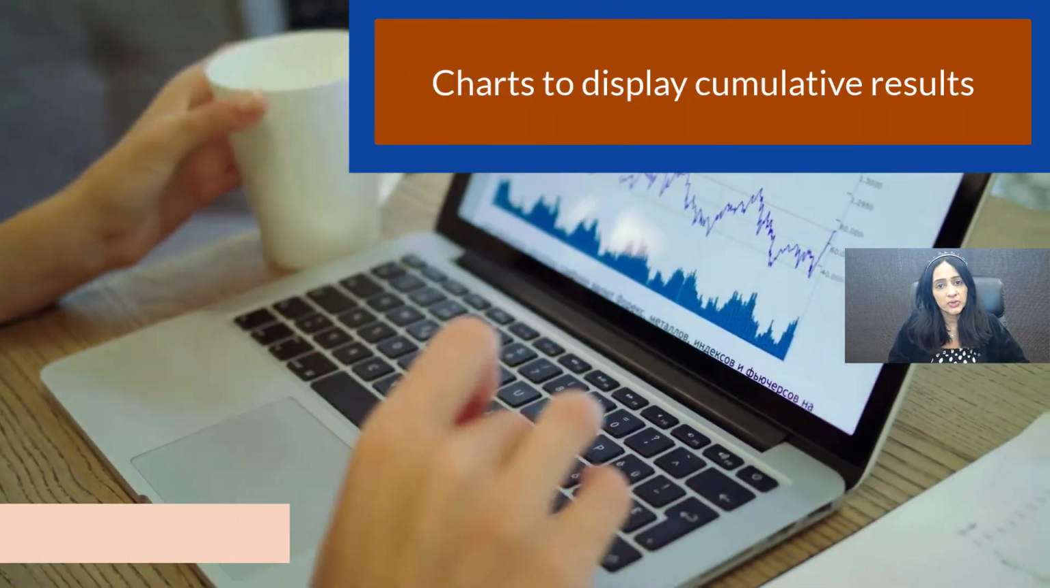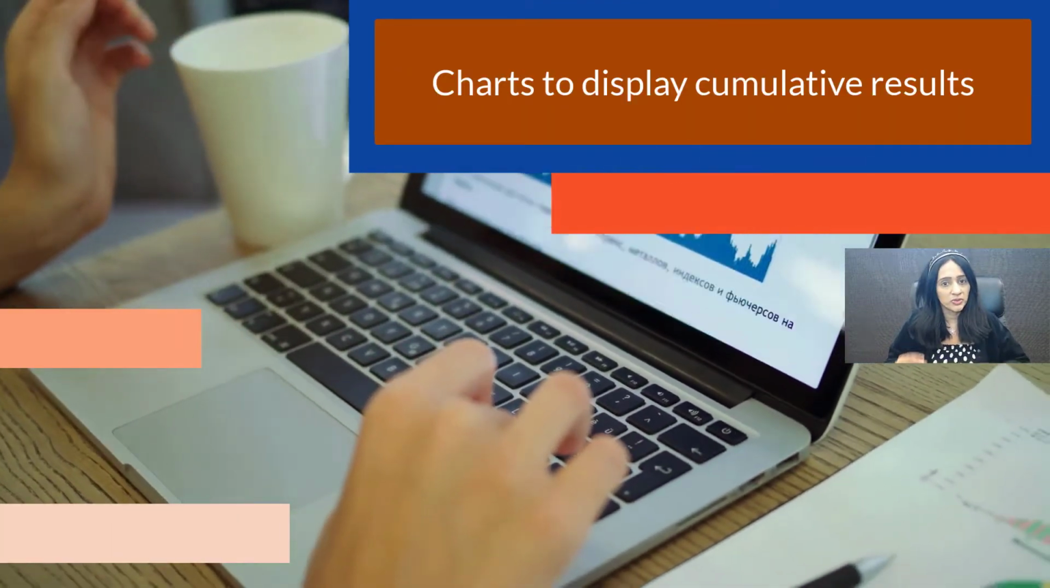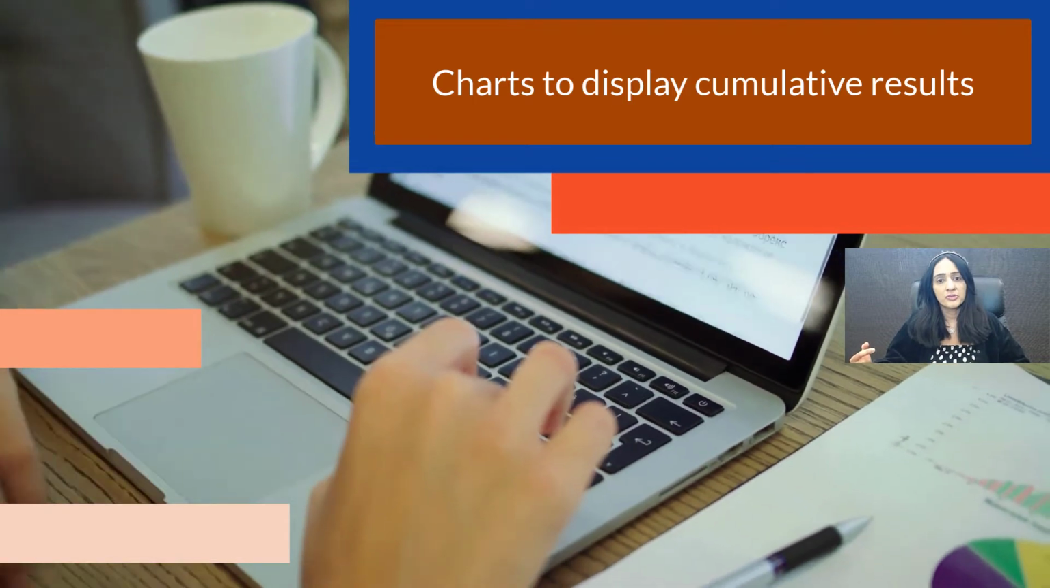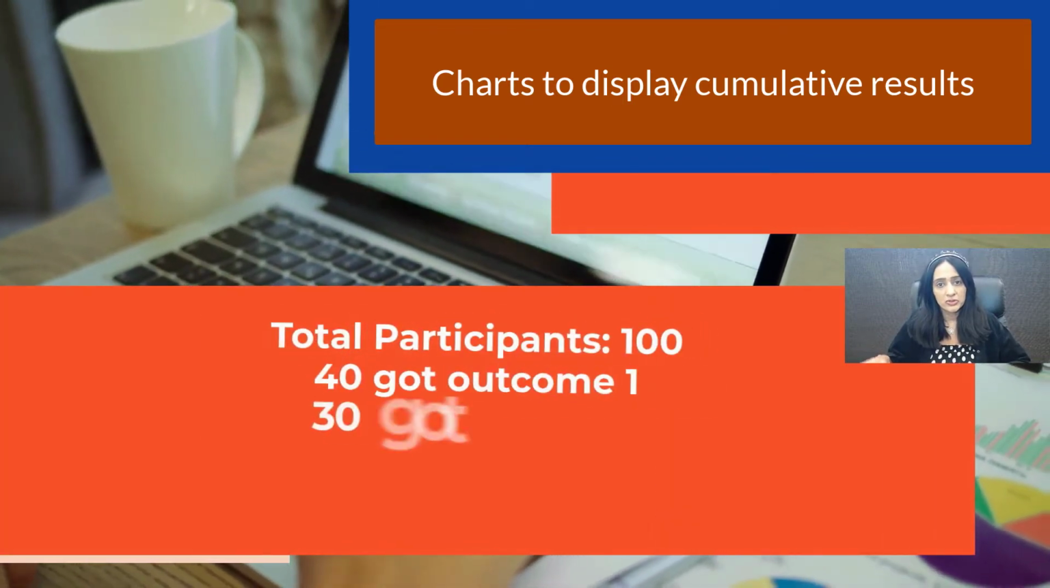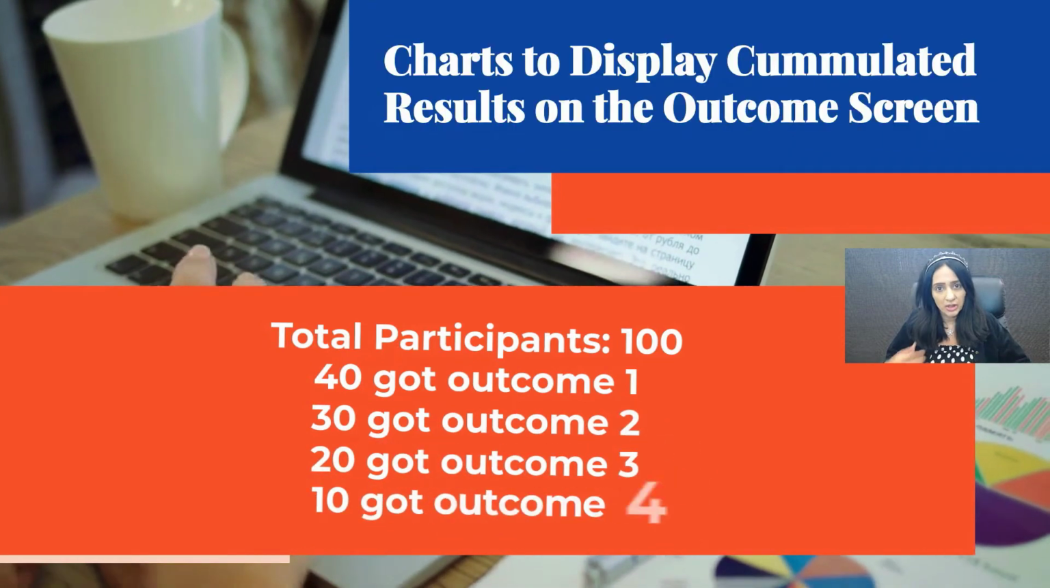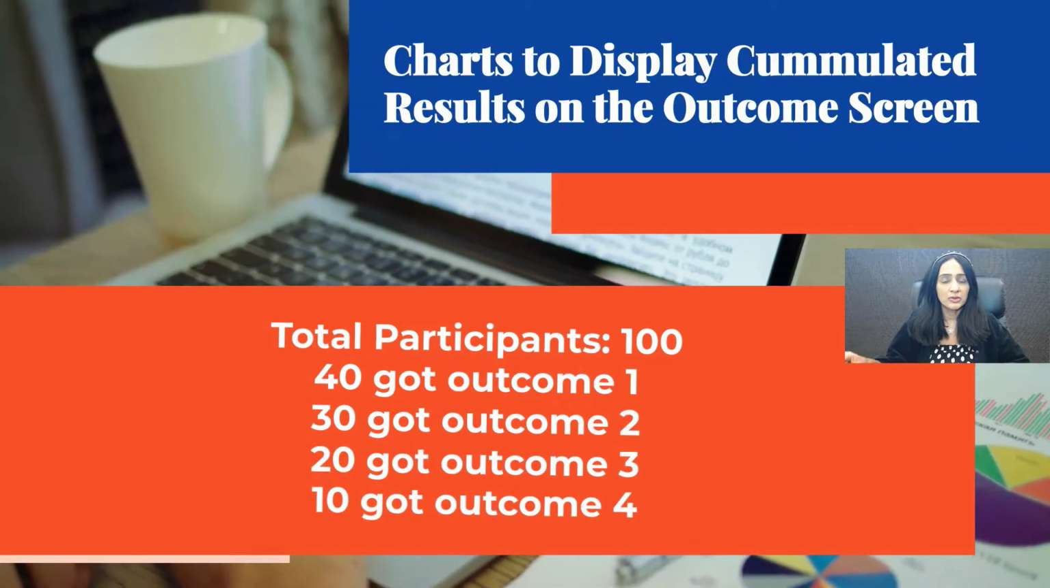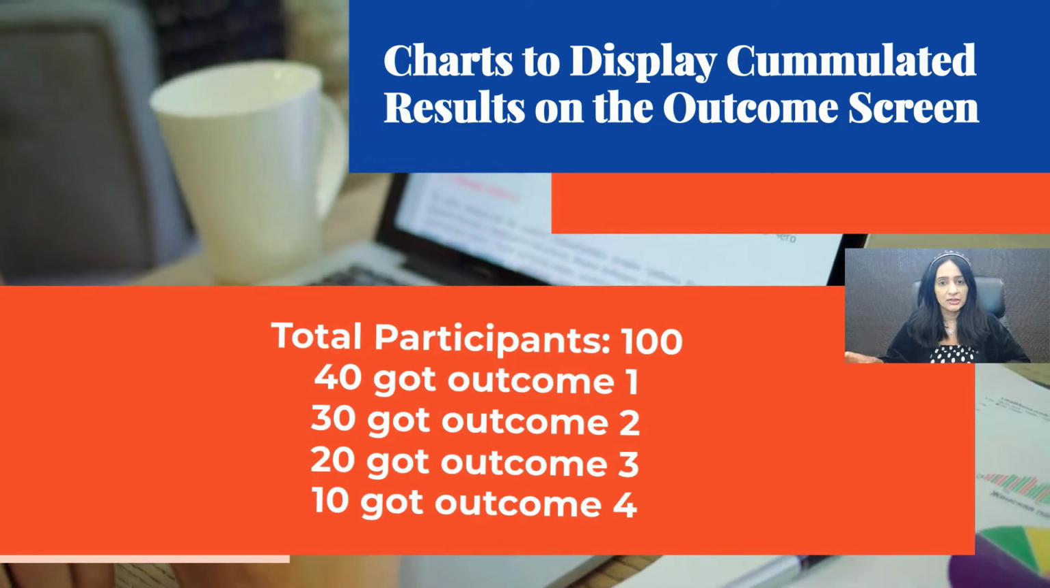A couple of weeks ago, we released a feature where you could display cumulated results on the final outcome screen, where you could show your users, your participants, how many total users took the quiz and how many got what outcome. You could display that level of breakdown on the final outcome screen in the form of a chart.